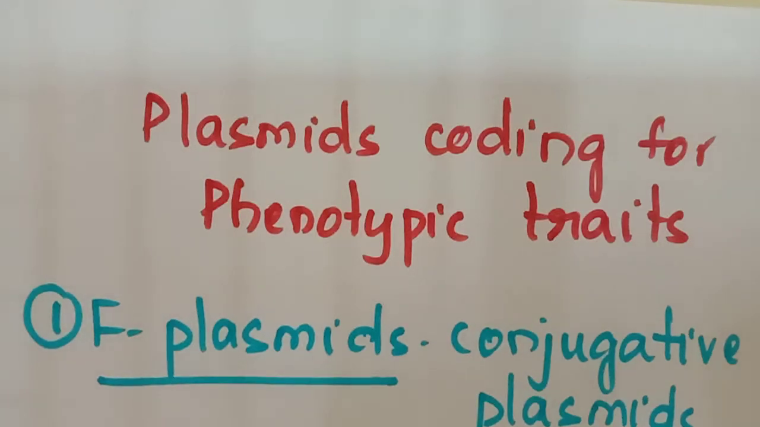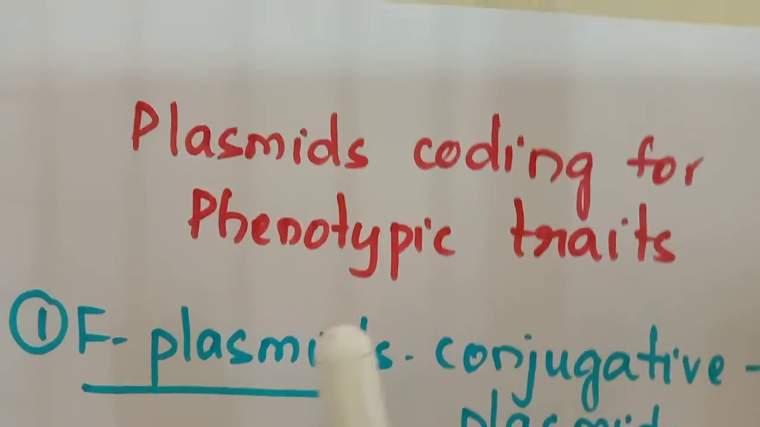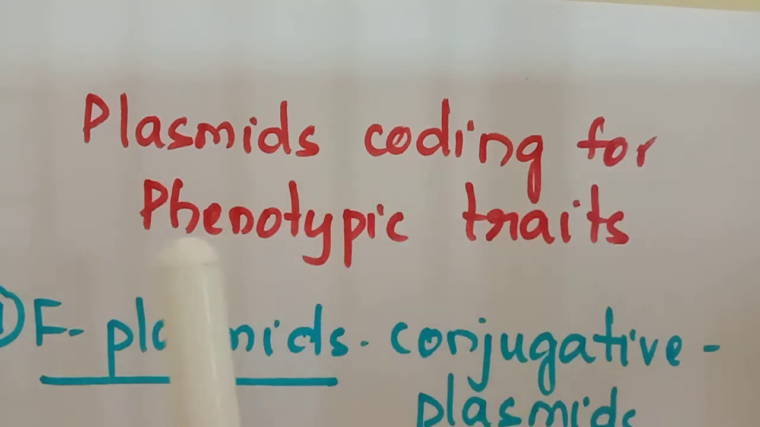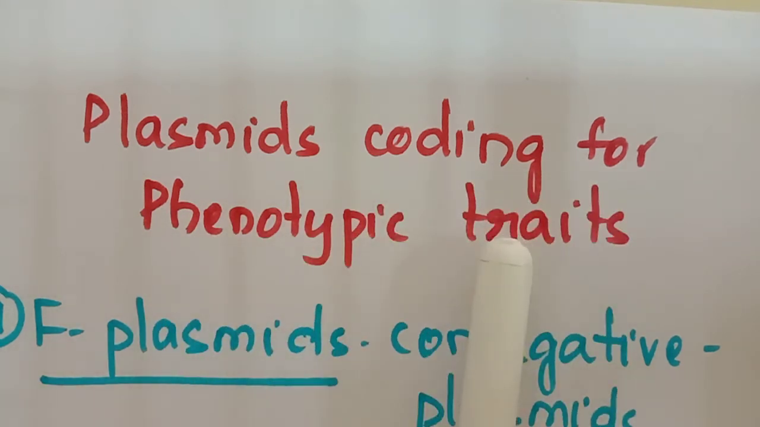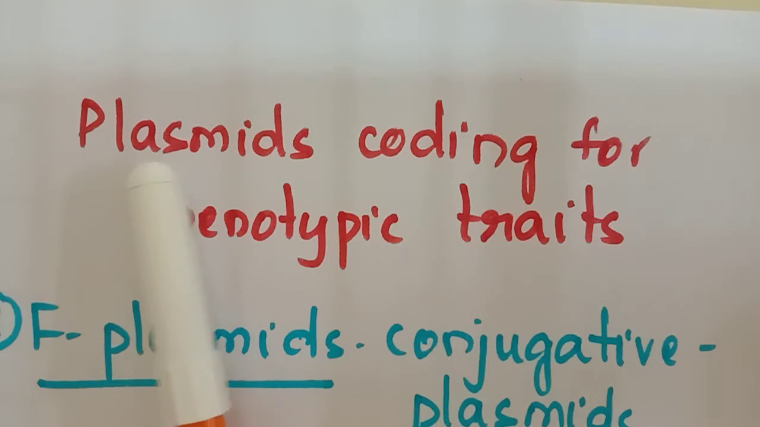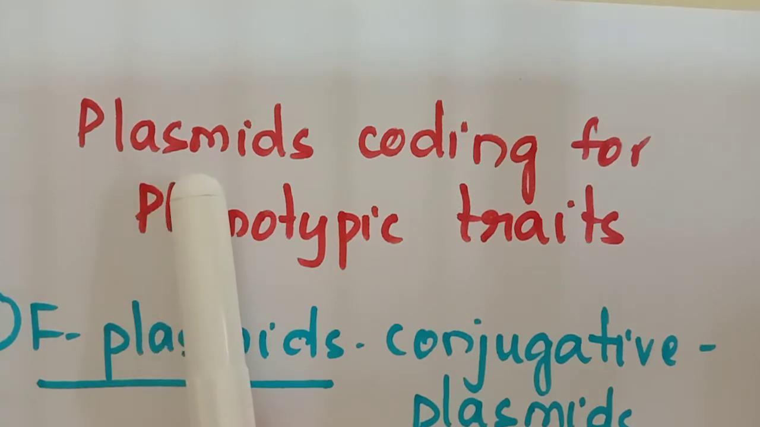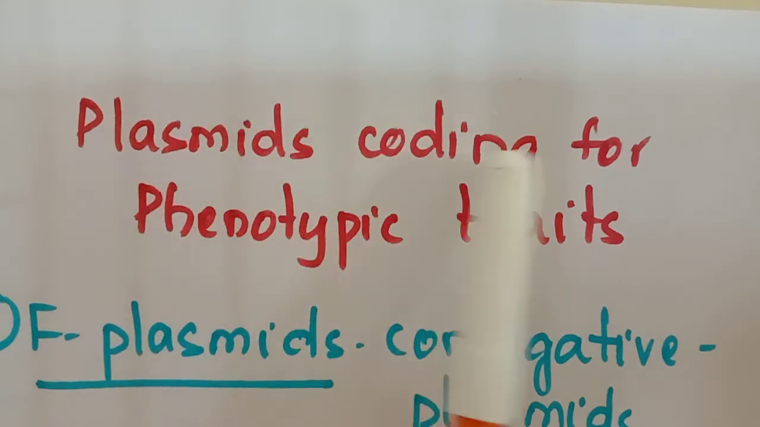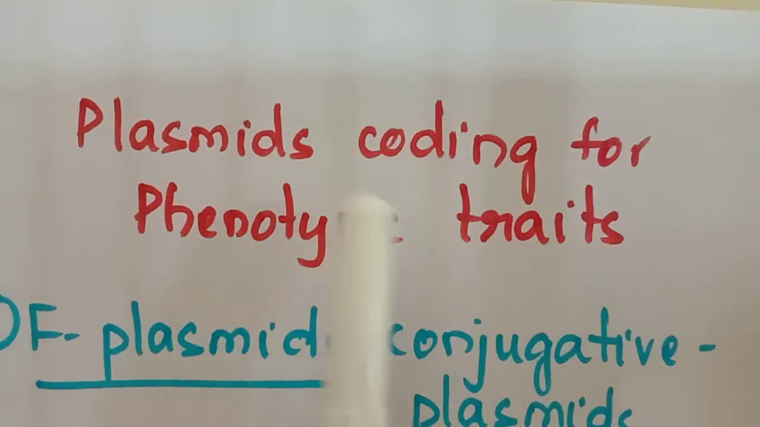Types of plasmids. Among the types of plasmid, the most important component is plasmids coding for phenotypic traits. Plasmids are extra chromosomal self-replicating DNA molecules that will give special function to the bacteria. This we have discussed earlier also. So plasmid coding for phenotypic traits means what? What is meant by phenotype?